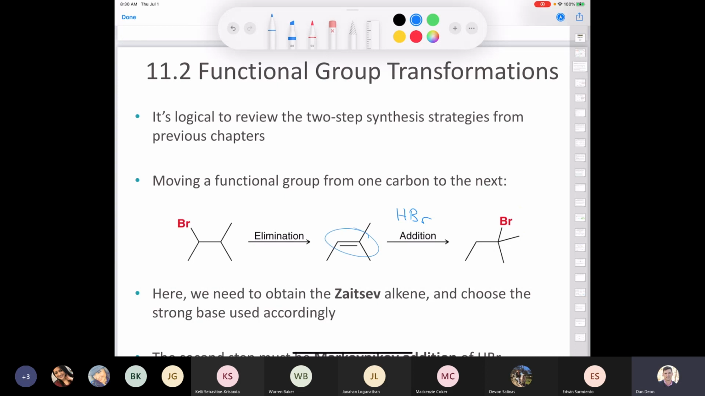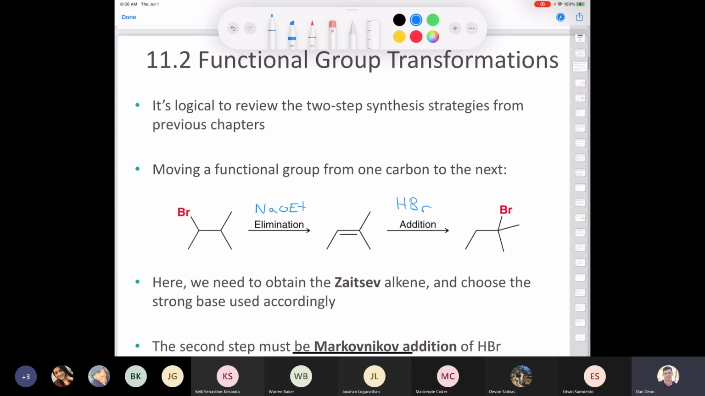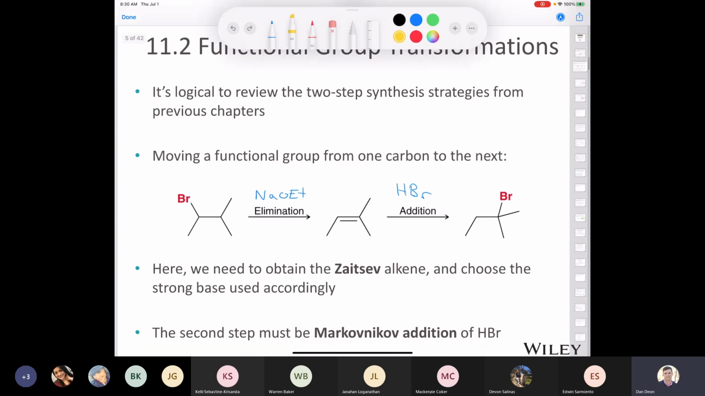And you can see that this is the Zaitsev alkene. So to do that, you would use sodium ethoxide. And I don't think that would be a shocker to anybody, right? The only really tricky thing here, and I don't want to minimize the complexity of any of this, but the biggest consideration here, I think, as a student would be, what's my base? Well, I want to make a Zaitsev alkene, so I'm going to use a non-hindered base.